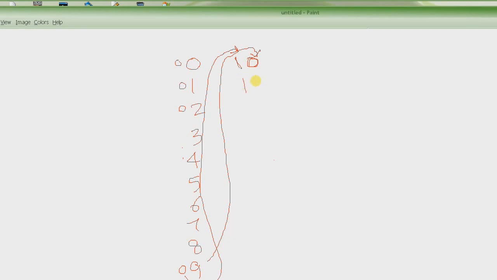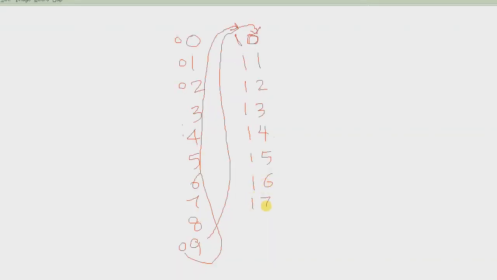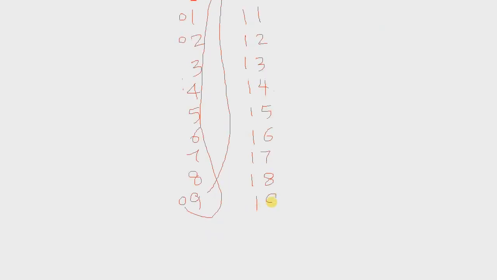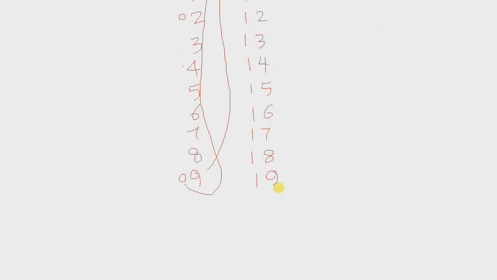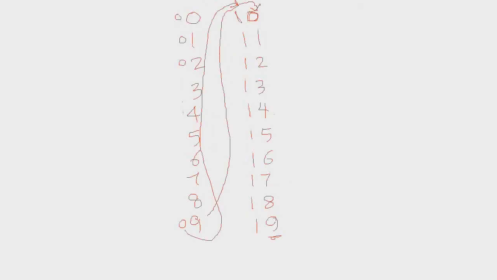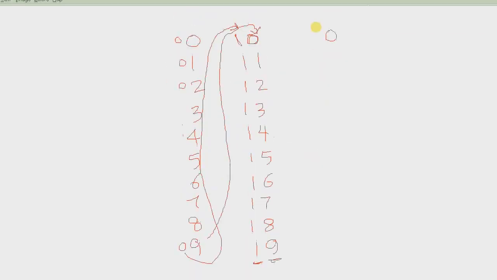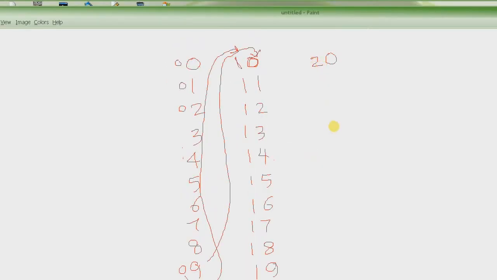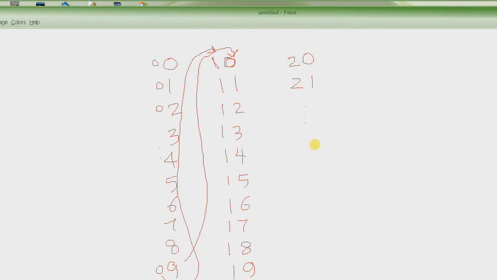And then what comes next? 11, 12, 13, 14, 15, 16, 17, 18, 19. And then, oops, we ran out of digits again. So we do the same thing as we did here. We reset this one to 0 and we increment the next one to 2. And then we go to 21 and so on. That's how our number system works.